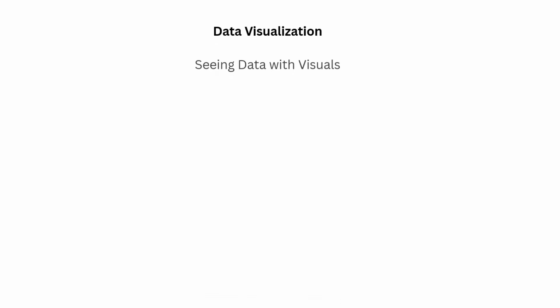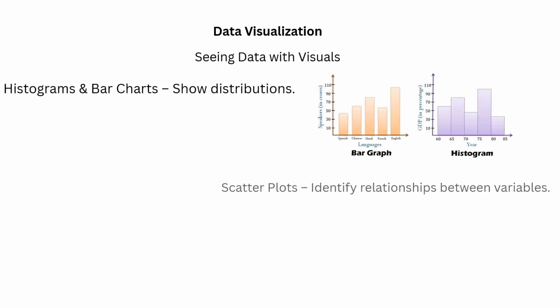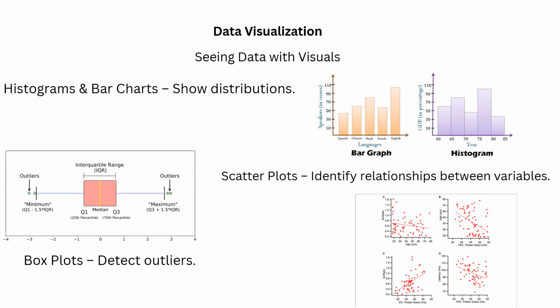Let's see the graphs. Data visualization is seeing data with graphs. Numbers are useful, but graphs make data easier to understand. We use histograms and bar charts to see how data is spread. Then box plots to check for extreme values, like finding outliers. Scatter plots to see how two things are related. For example, a histogram can show how often people rate movies 5 stars, and a scatter plot can show if people who love action movies also love thrillers.